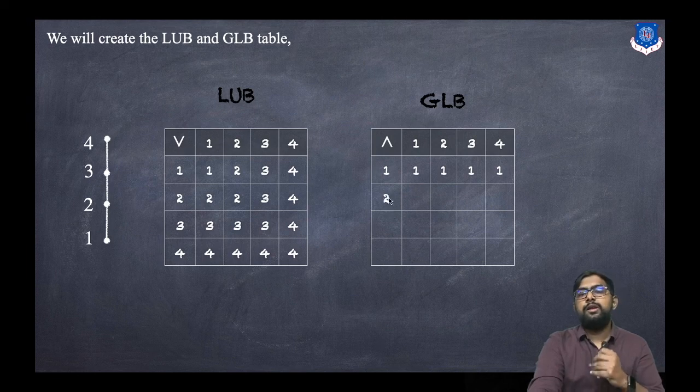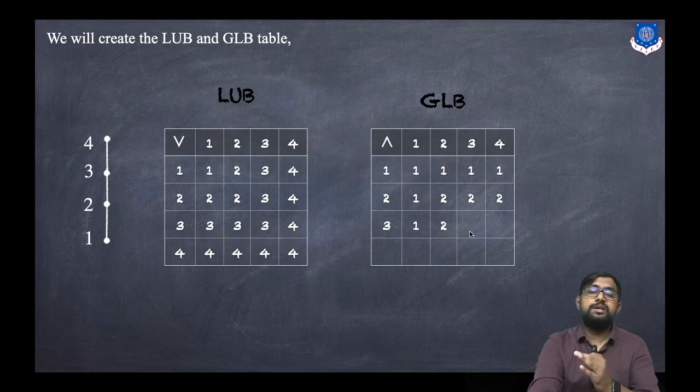Now 2. Now 2, 1: in 1, 2 it was 1, so it will be 1. Now 2 and 2, as it is the same point, it will be 2. Now 2 and 3, the greatest lower bound will be 2. And 2 and 4, again it will be 2. Then 3. Now 3, 1: this will be 1. Now 3, 2: in 2, 3 it was 2, so it will be 2. 3, 3 is the same point, so 3. And 3, 4 will be 3.